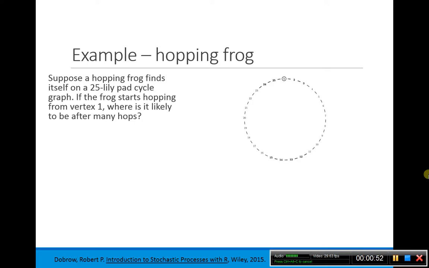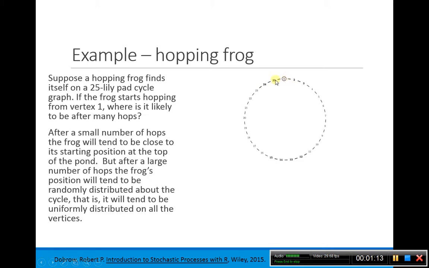This is an example of a hopping frog. Assume you have a frog up here on vertex 1, and it's going to hop. The question is where is it likely to be after many, many hops? If the frog starts here, then in just a couple of hops, it's more than likely going to be at one of the places close to it. So after a small number of hops, the frog will tend to be close to the starting position. What happens if I do a lot of hops?